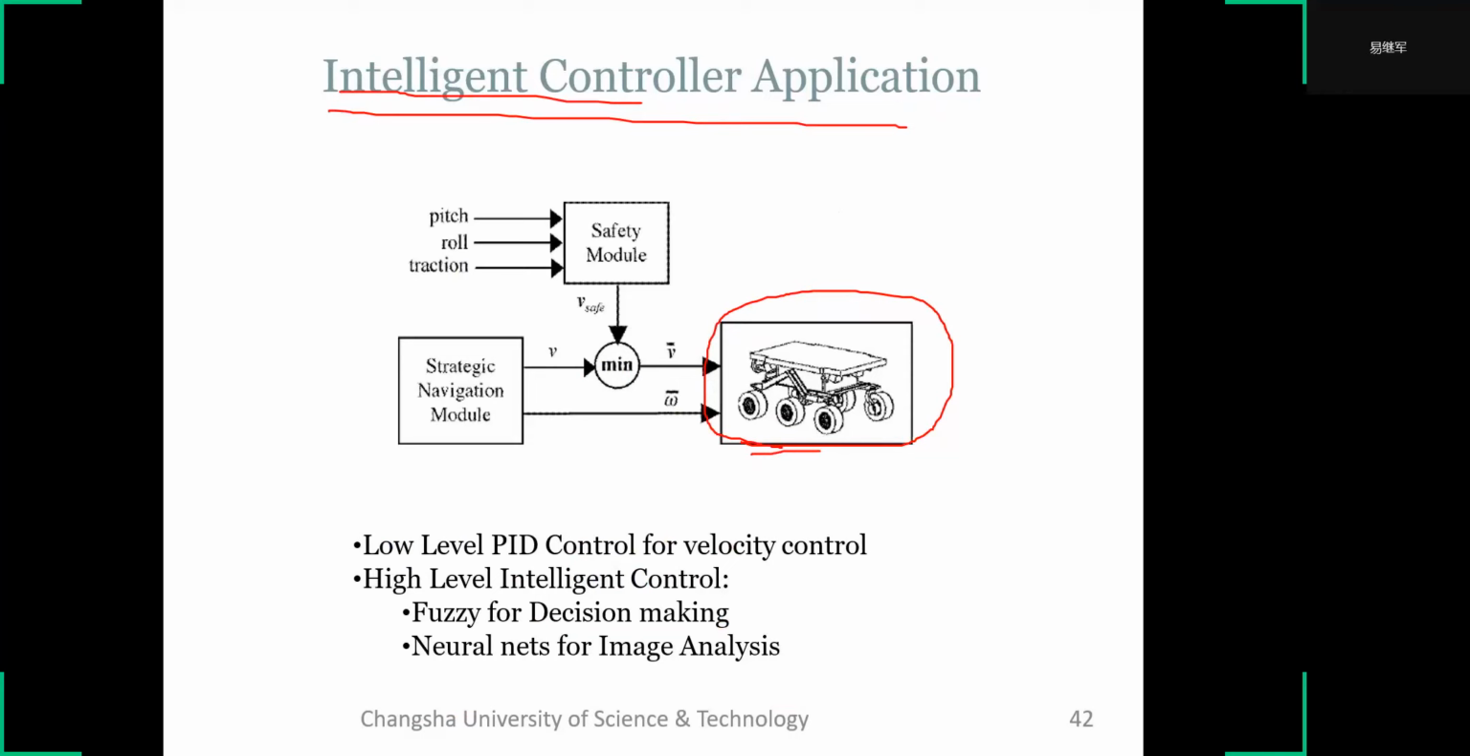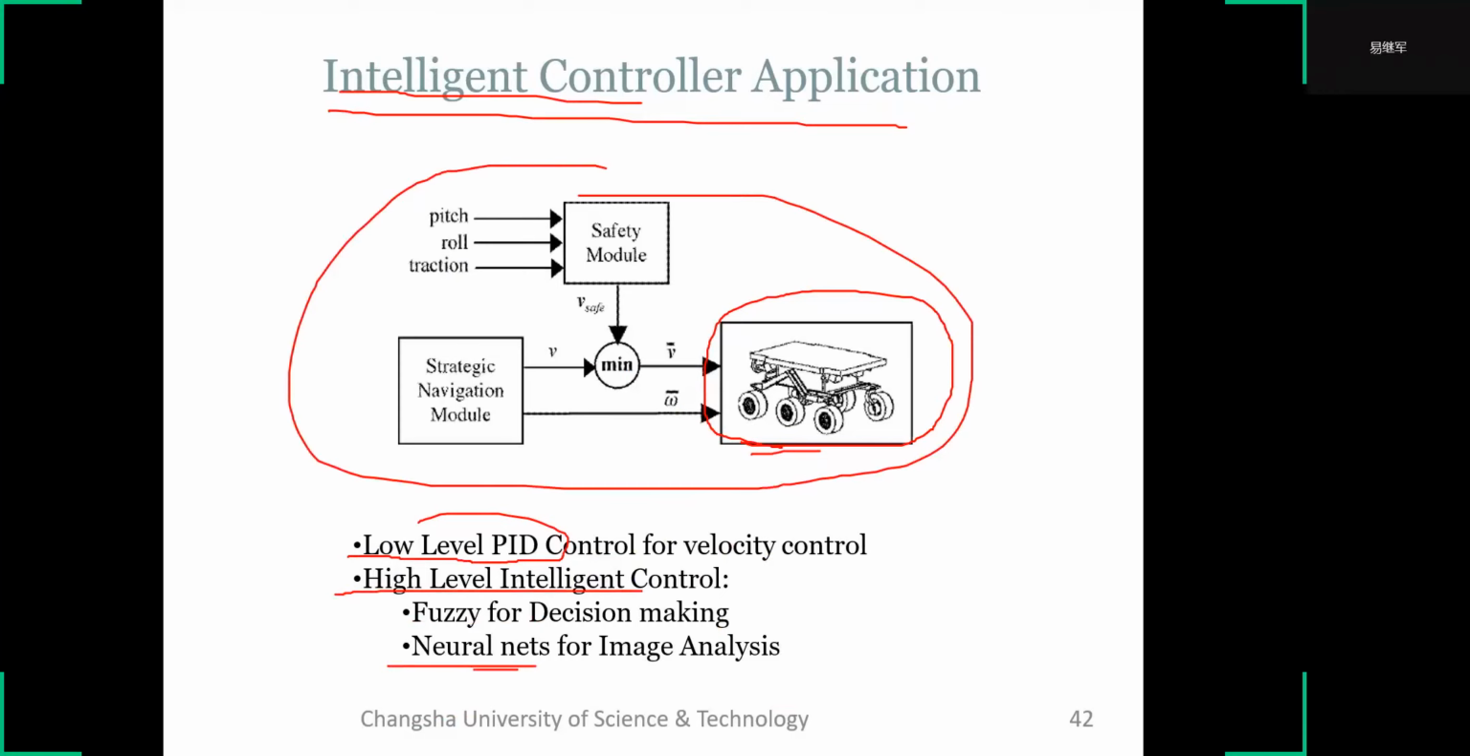In this model, we use different control strategies. We can use low-level PID control, high-level intelligent control, fuzzy, or neural net, for different situations and different parts of these vehicles.